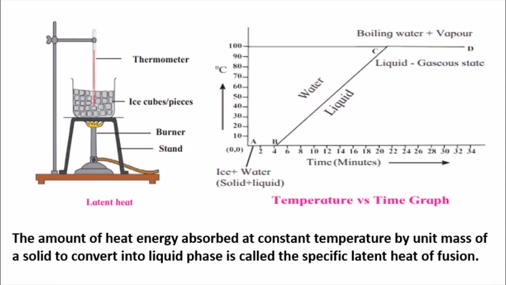So the heat which is absorbed at that time to break those bonds is called the latent heat of fusion. So we can define latent heat as the amount of heat energy absorbed at constant temperature by unit mass of a solid to convert it into the liquid phase, and it is called the specific latent heat of fusion.